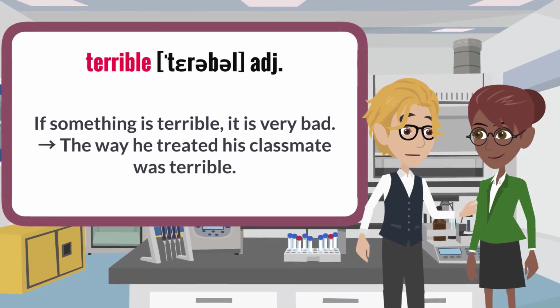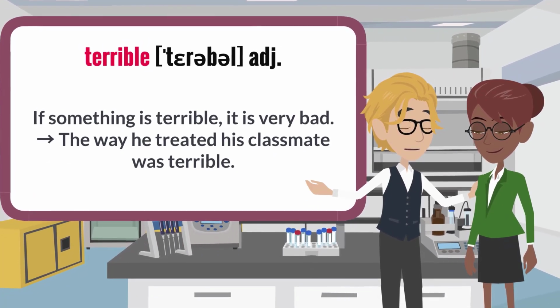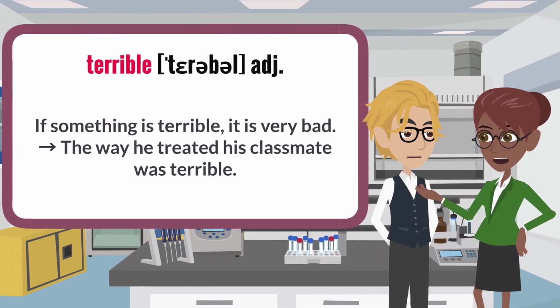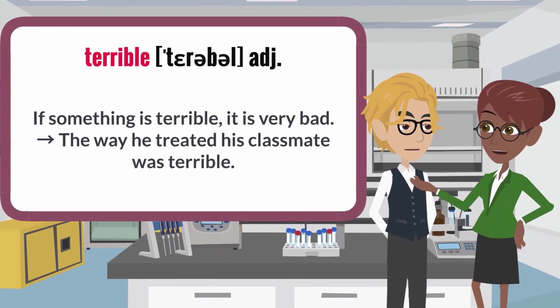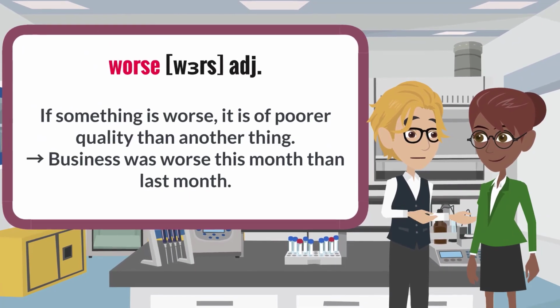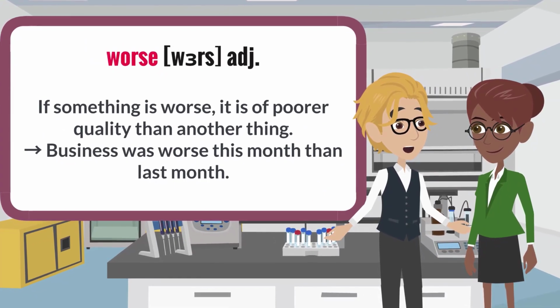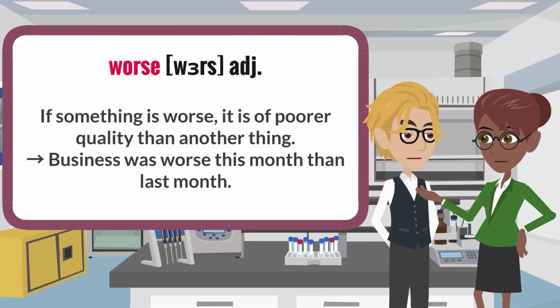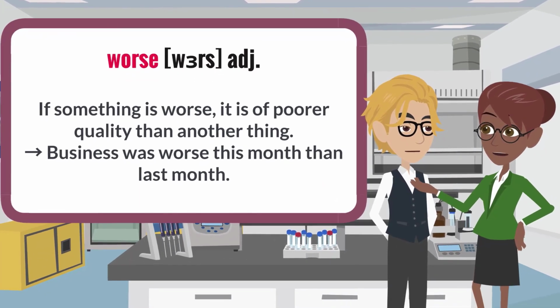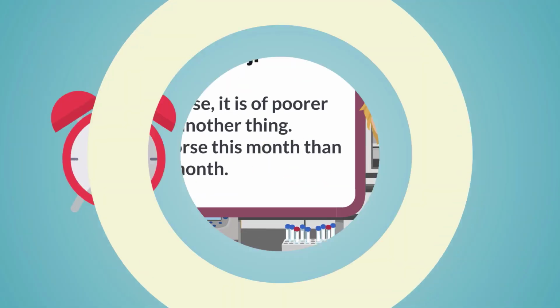Terrible. If something is terrible, it is very bad. The way he treated his classmate was terrible. Worse. If something is worse, it is of poorer quality than another thing. Business was worse this month than last month.